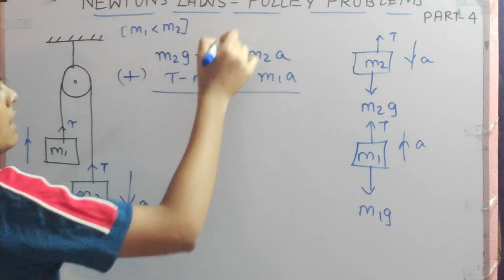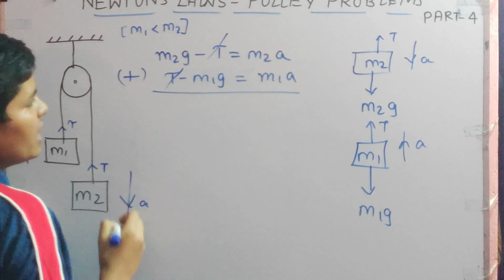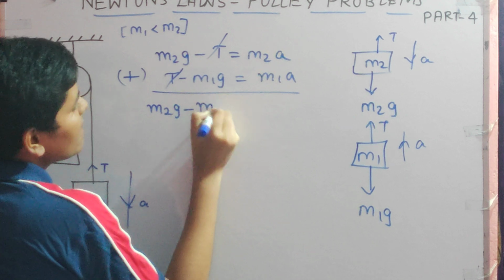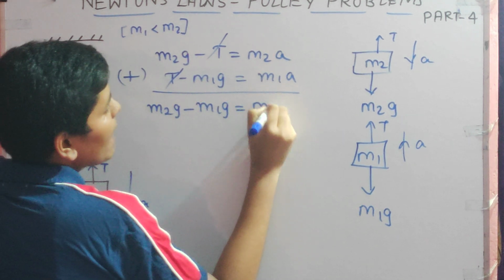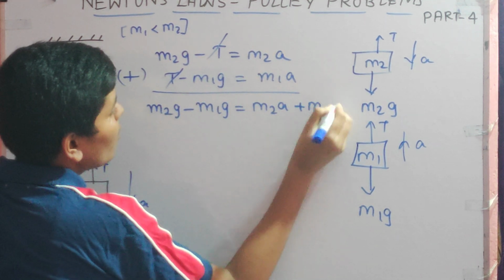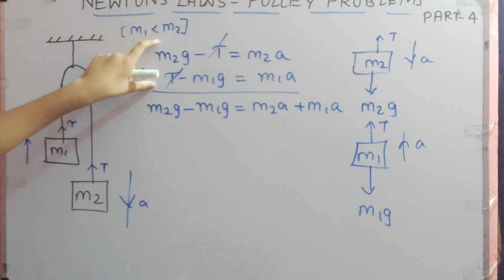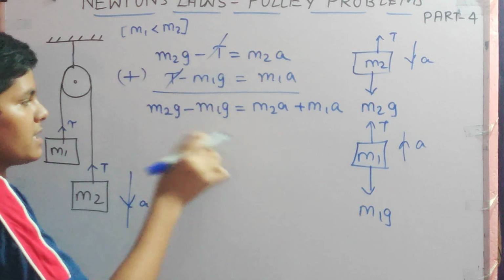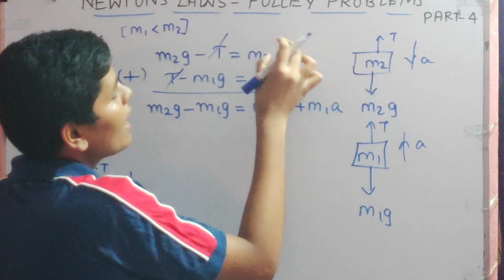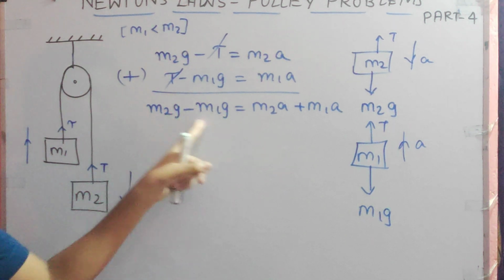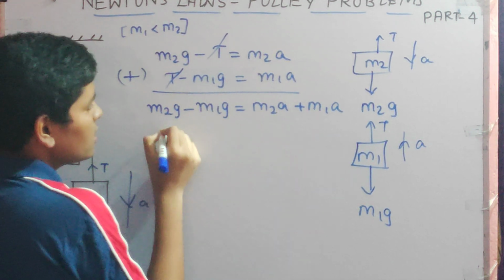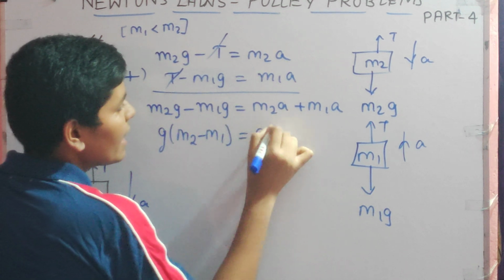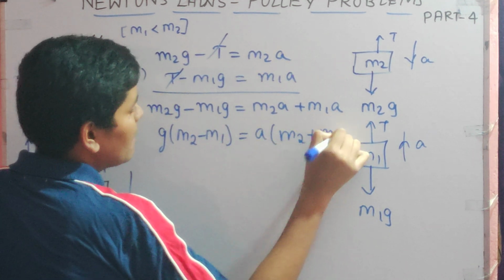If you add both, tension gets eliminated. So here what we get is M2G minus M1G is equal to M2A plus M1A. M2G plus minus M1G, so plus and minus equals minus. Now take G common here and A common here. So G into (M2 minus M1) is equal to A into (M2 plus M1).